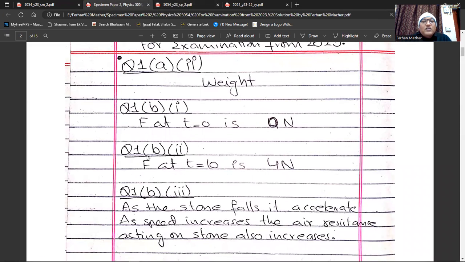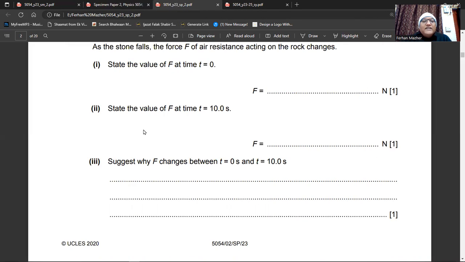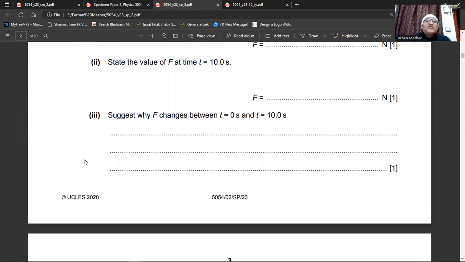0 and 4 Newton. Okay, then he says in the third part, suggest why the F changes between t equals to 0 and t equals to 10.0 second. You see, from 0 to 10 seconds, the stone is accelerating. The speed of the stone is increasing. As the speed of the stone will increase, the air resistance acting on the stone will also increase.